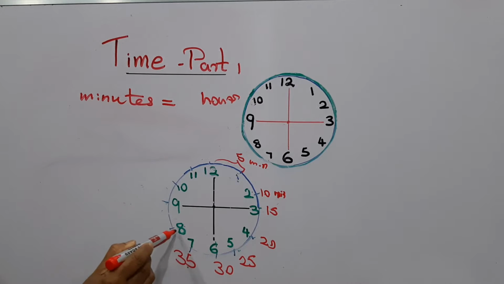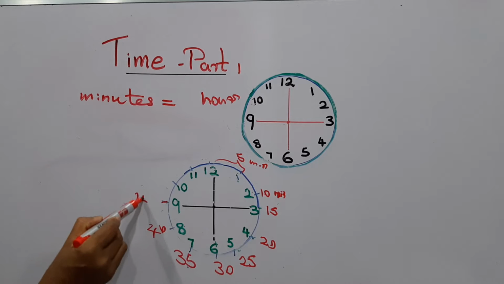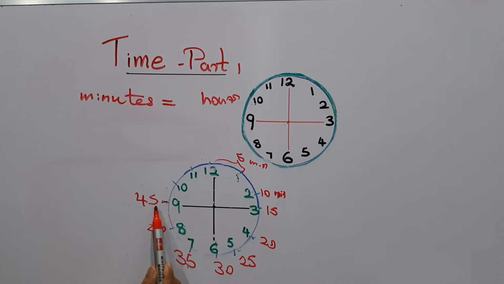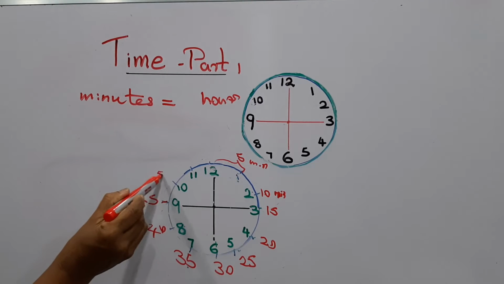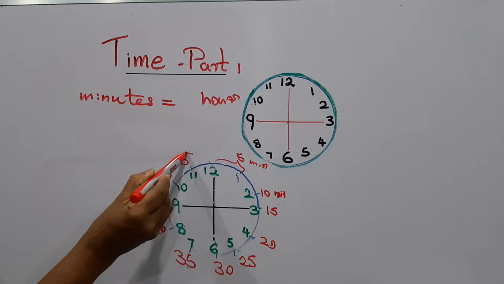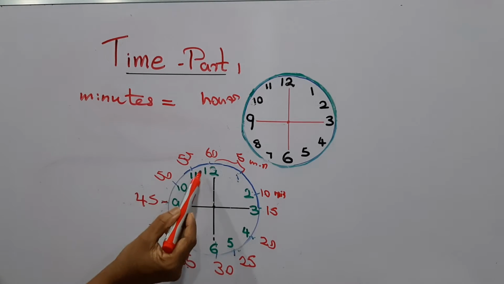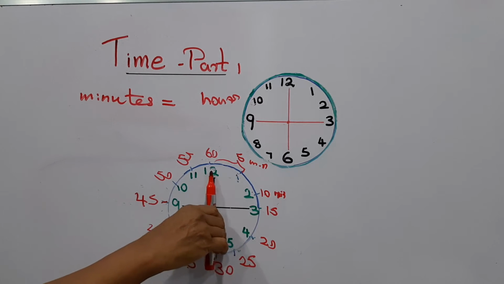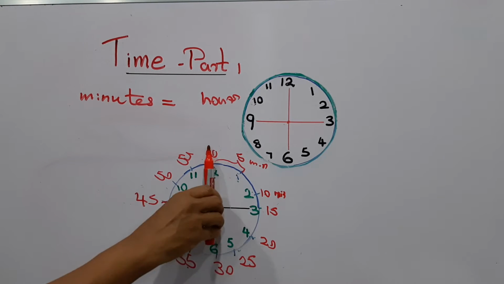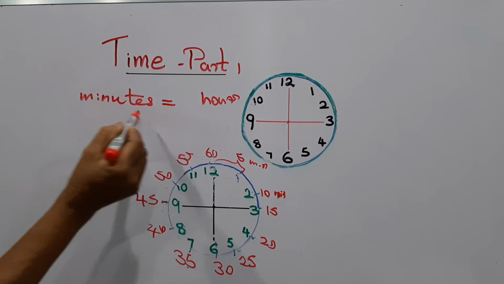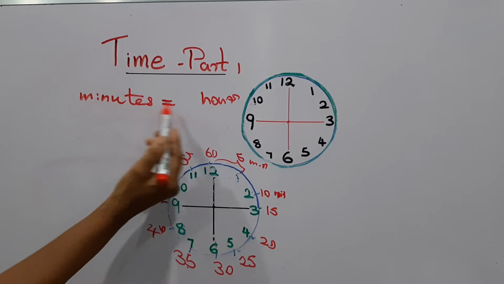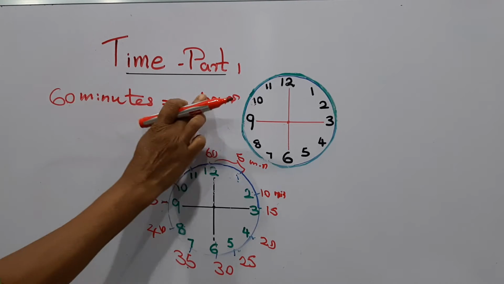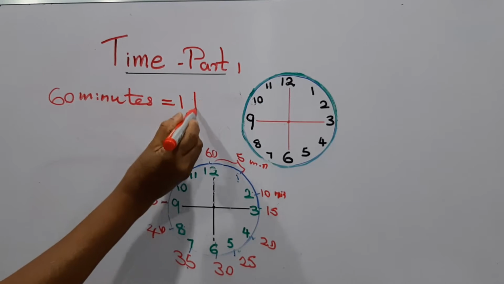Here 35 minutes. Pointed towards 8, that is 40 minutes. Here 45 minutes. In between we measure 5 minutes. Then 45 plus 5, that is 50 minutes. 55 minutes. And when the minute hand comes towards 12, it completes 60 minutes. That means this is the relation between minutes and hours. 60 minutes equals 1 hour.